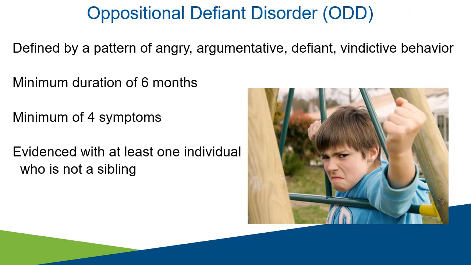So the first externalizing disorder is going to be oppositional defiant disorder. Now, this disorder is defined by a pattern of angry, argumentative, as well as defiant behavior. And this cannot be towards a sibling. These are against strangers, maybe people in class, co-workers, whatever. And this must occur for at least 6 months with a minimum of 4 symptoms. So it must be 4 symptoms of angry, argumentative, etc.